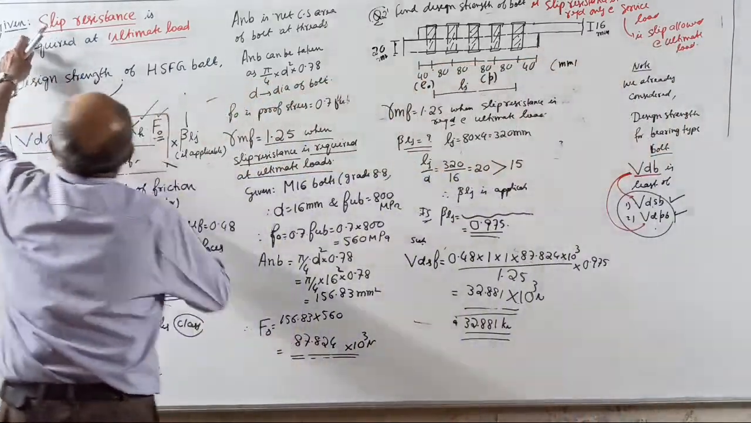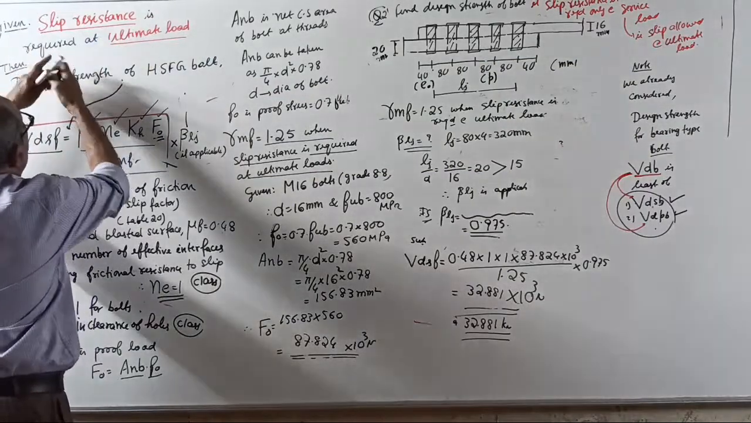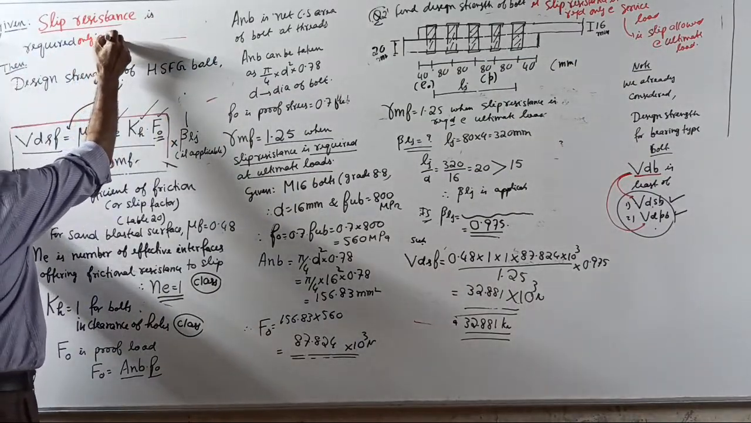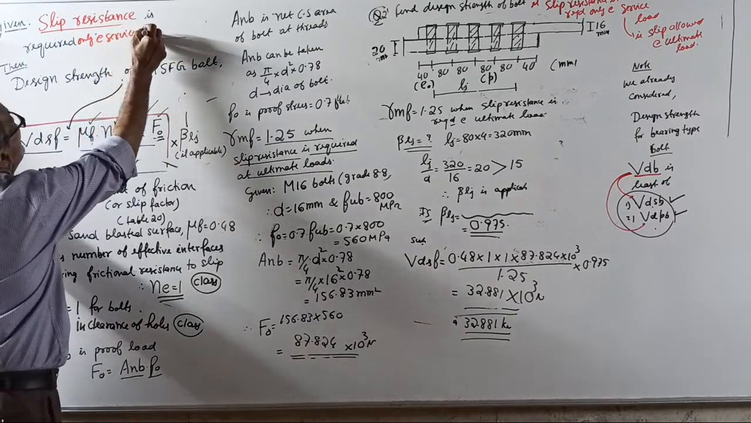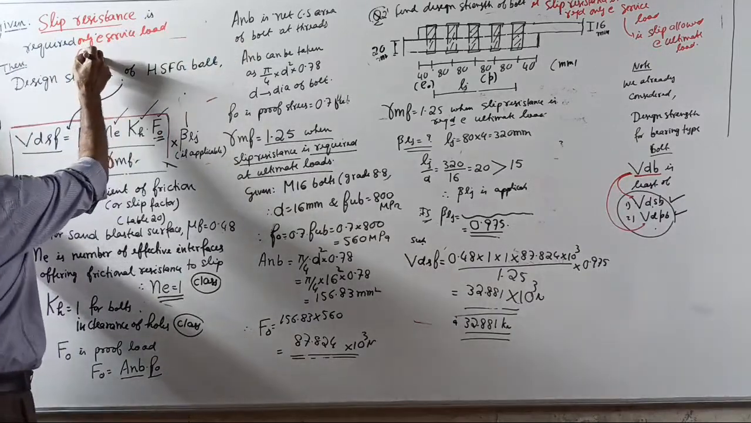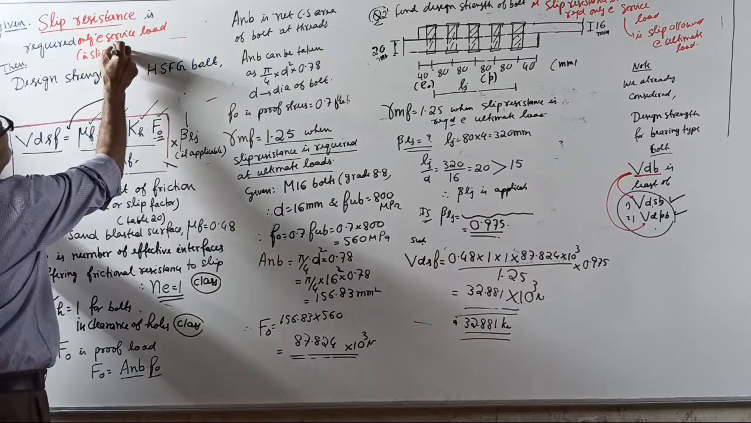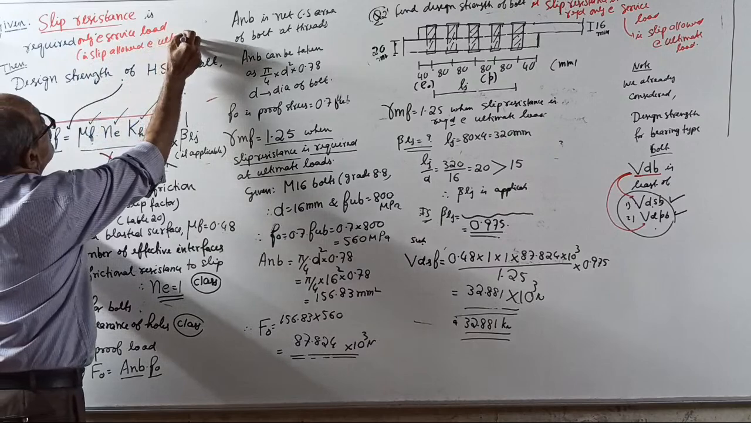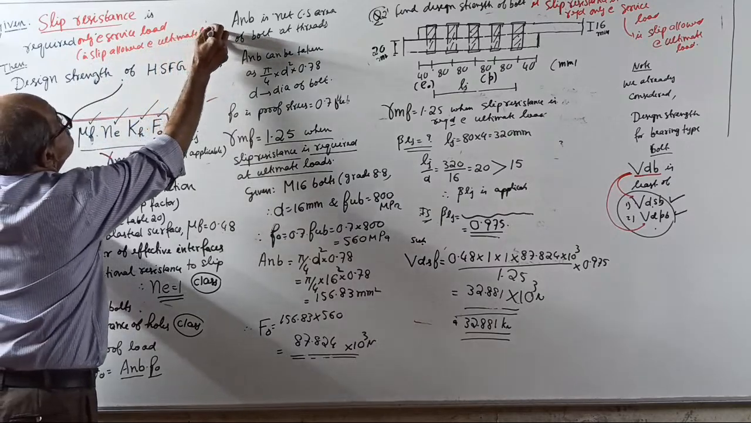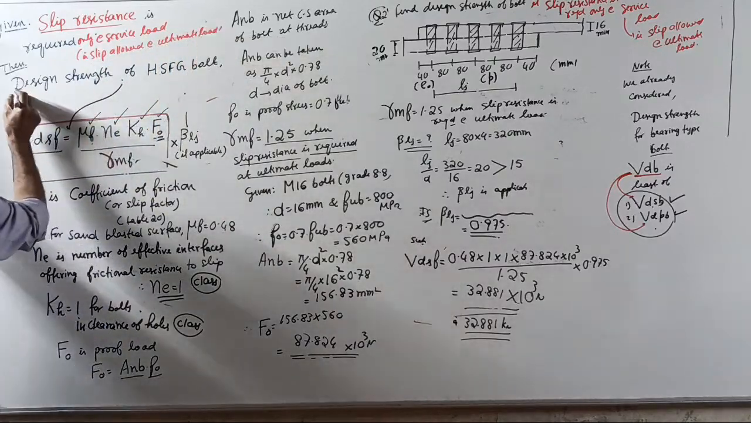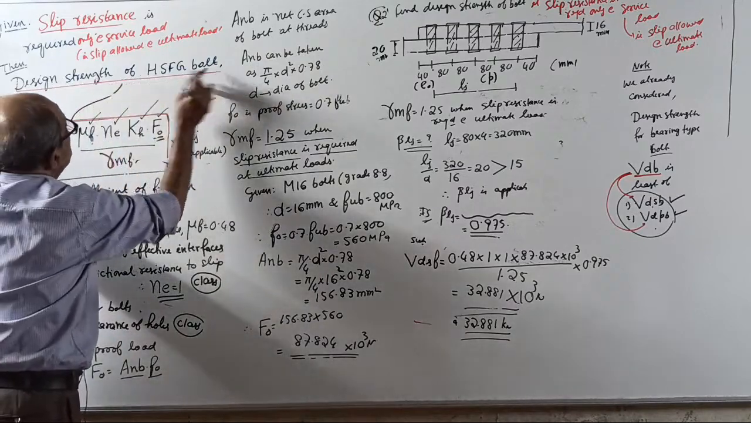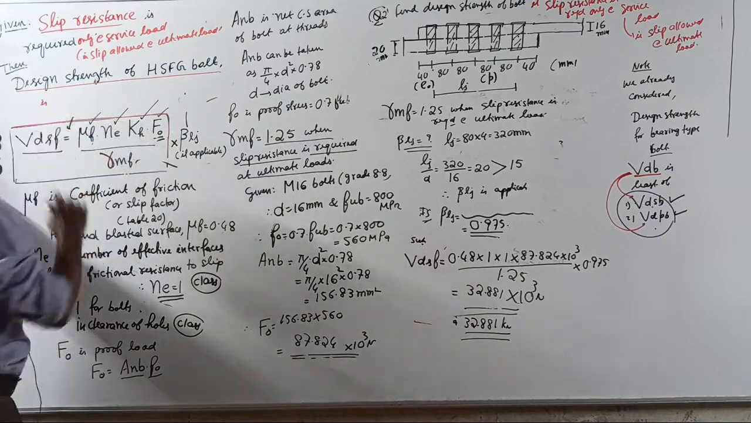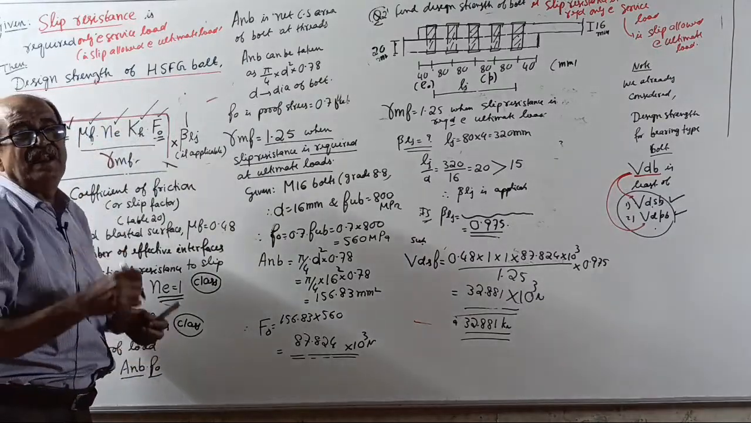So now, answer. Given slip resistance is required only at service load, that is, slip allowed at ultimate load. Then the design strength of the HSFG bolt is, tell me, one strength is by friction.